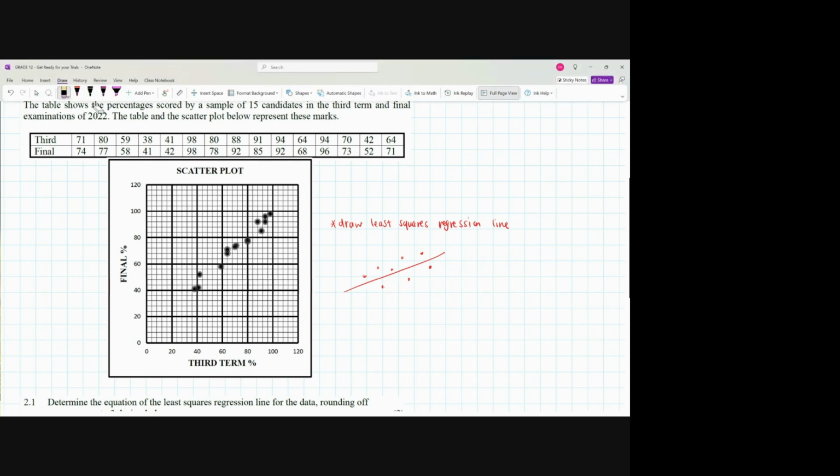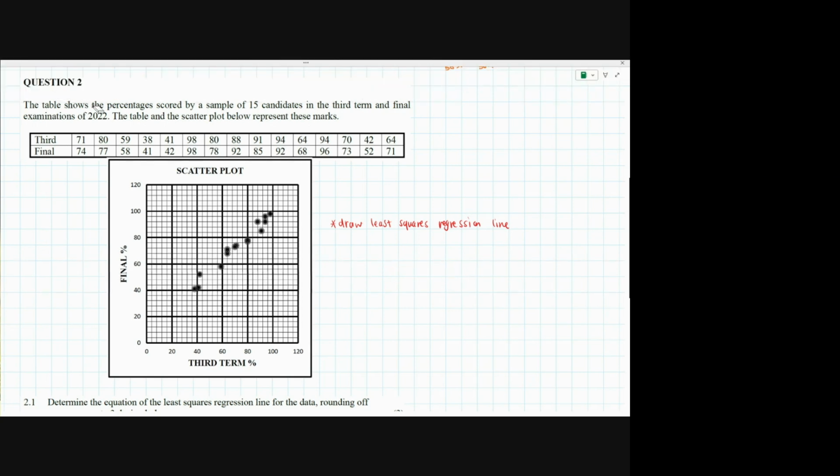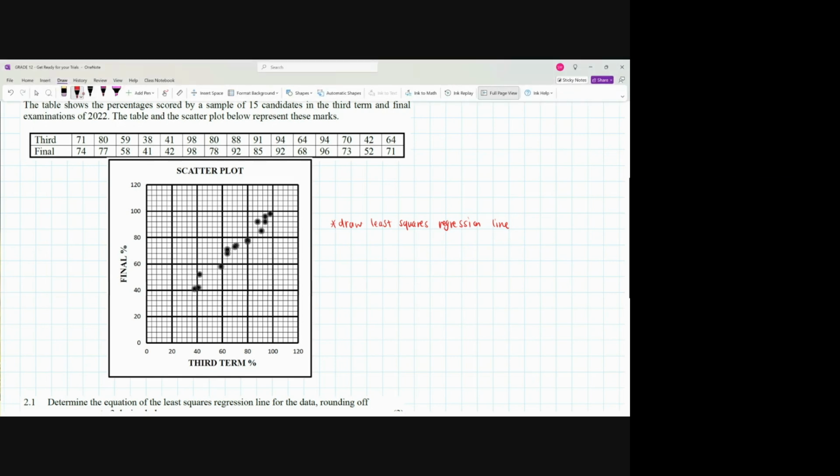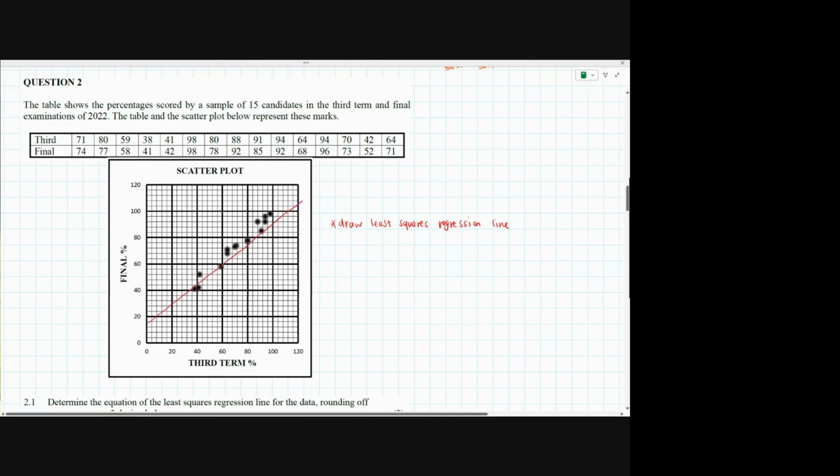So this is where I was a little perturbed, but this is how we mark, so just be mindful. When you draw this least squares regression line, we do not extend from one end of the Cartesian plane to the other, and I'll explain why in a second. You can go a little bit below and a little bit above, but basically you need to go within the domain of your data set. Okay, so that would be a fairly decent least squares regression line.